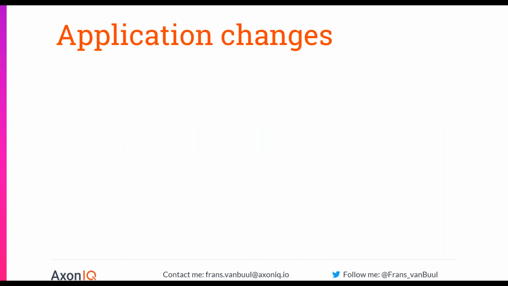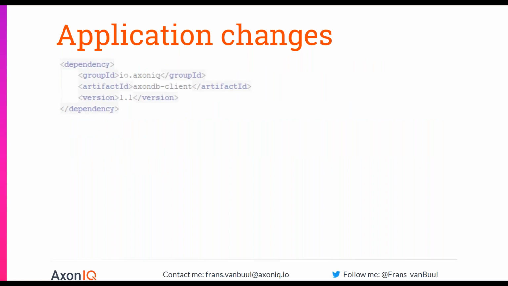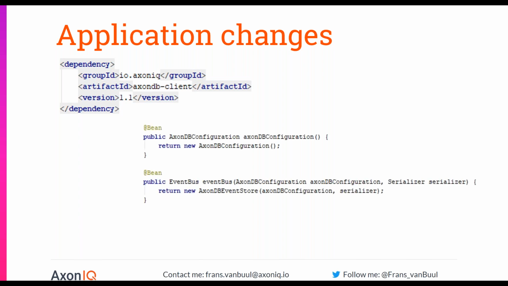Now, assuming that you have a standard Axon 3 application, changes are actually very limited, and I can fit them all on one slide. You start by including the AxonDB client in your application. Now, the AxonDB client is open source. AxonDB itself is a commercial product that you have to download from our site. The AxonDB client is open source Maven, so you can just include it as a dependency, and Maven will find it. Then you need to configure your application, assuming you're using Spring.